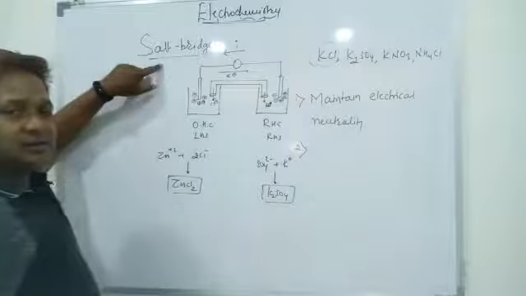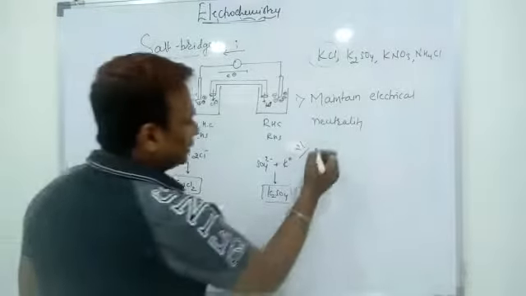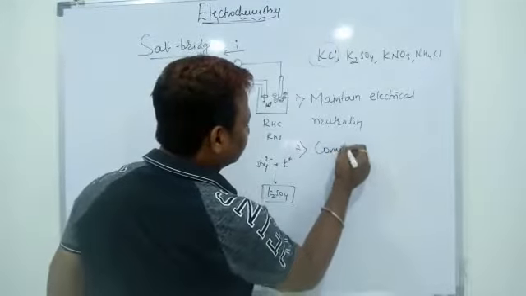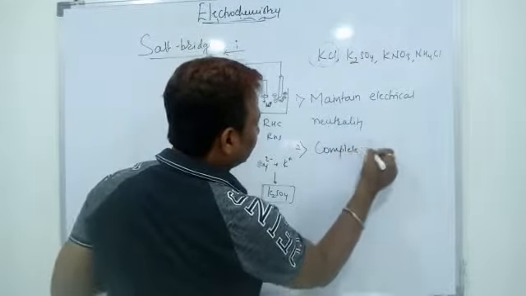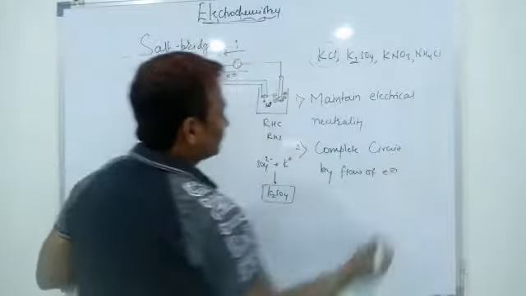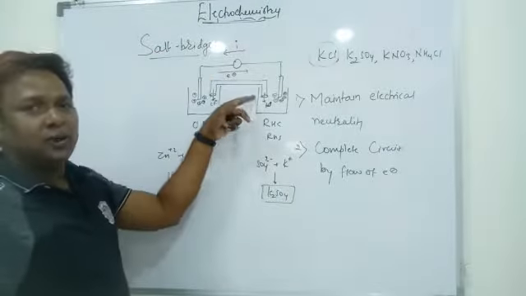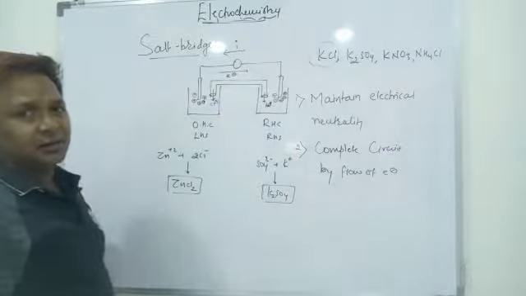Second point we can say about the salt bridge is that it completes the circuit. It completes the circuit. How? By flow of electrons. Means as the electrons flow, the circuit gets completed. So these are the important functions of the salt bridge.